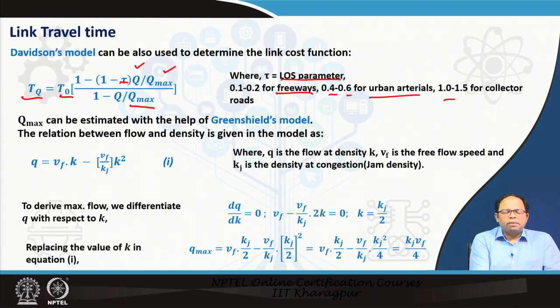So Q max can be estimated with the help of another model, which is Greenshield's model, and the relation between flow and density is given in the model as this. This is the relationship between flow and density. So Q is the flow at density k, and Vf is the free flow speed, and Kj is the jam density or the congestion density. So this is the particular formula that is being used.